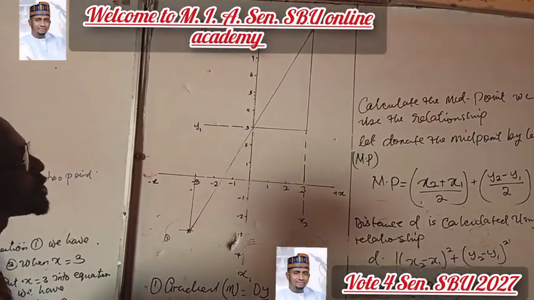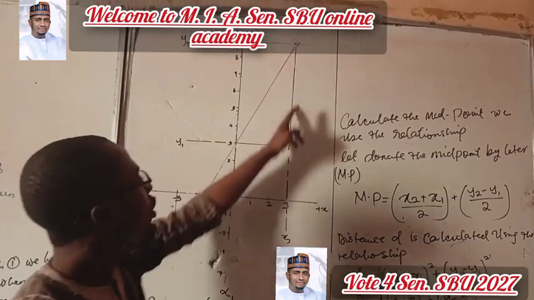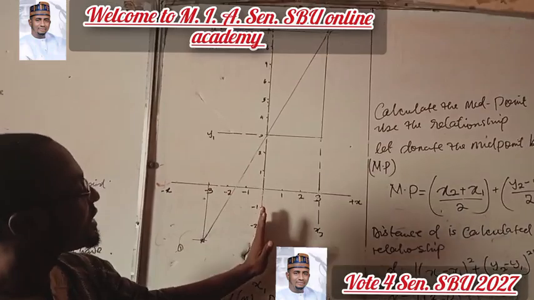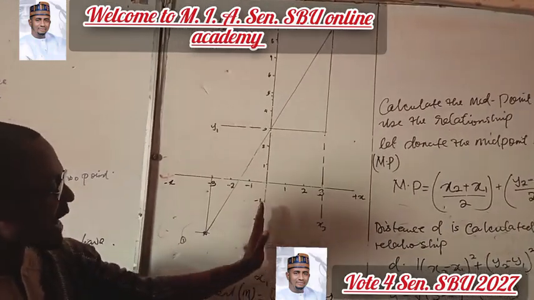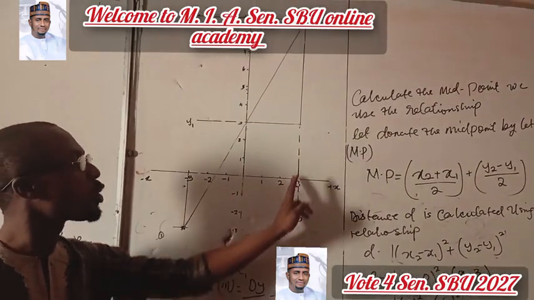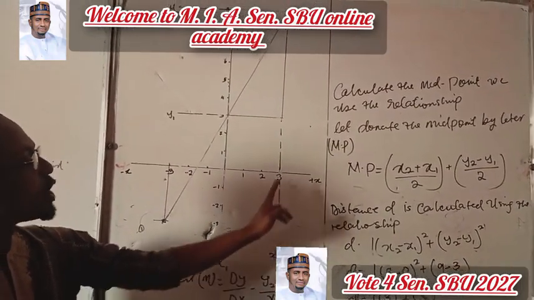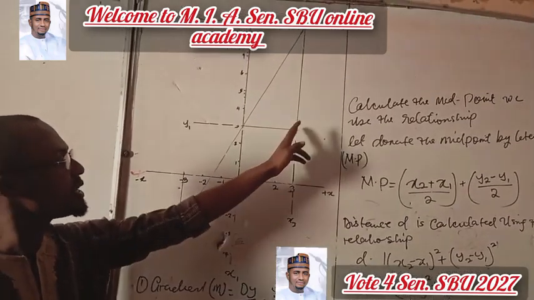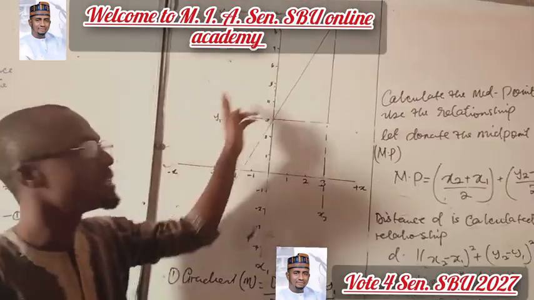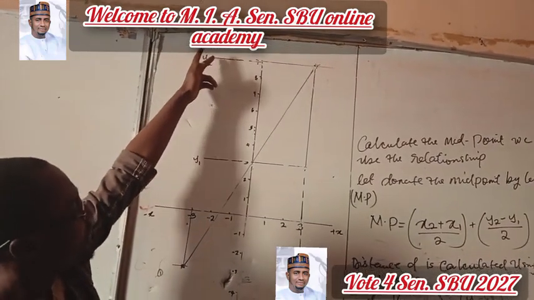The first thing the question said is that we should find the gradient. You choose from this point here, and we have our right angle triangle. If you come down like this, the line cuts x at 0, which means our x1 is 0. This line cuts x at 3, which means our x2 is 3. This line cuts y at 3, which means our y1 is 3. This one cuts at 9, so our y2 is 9.